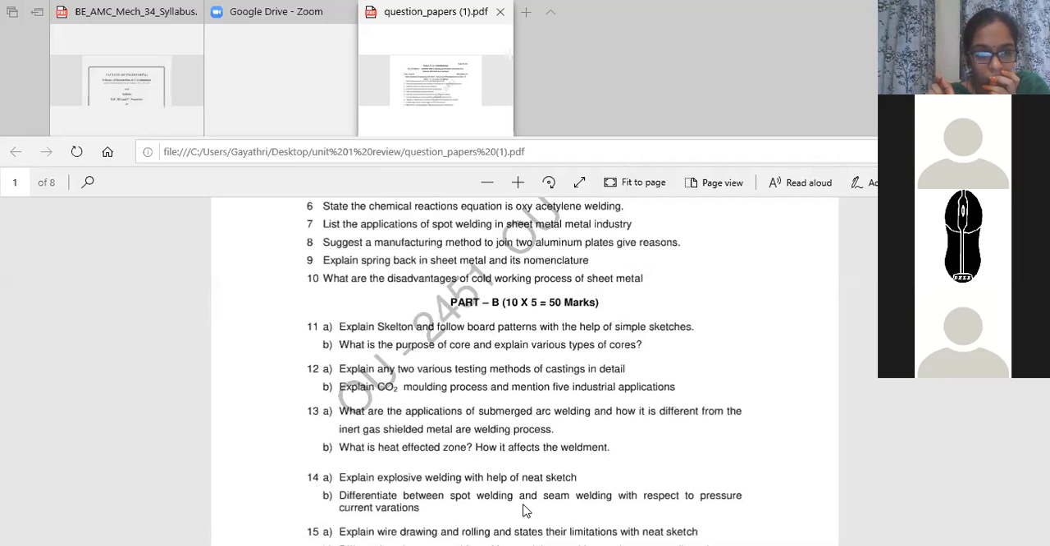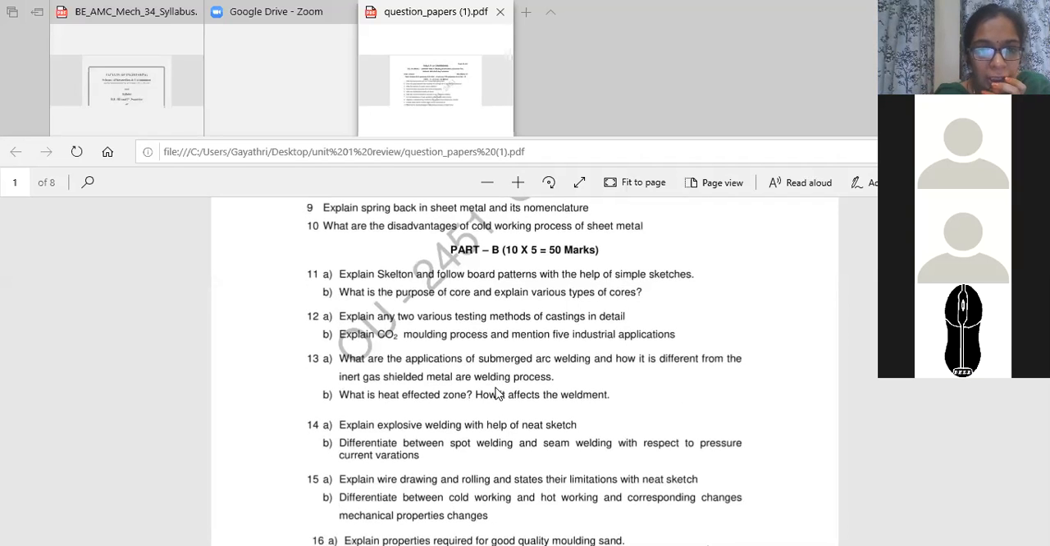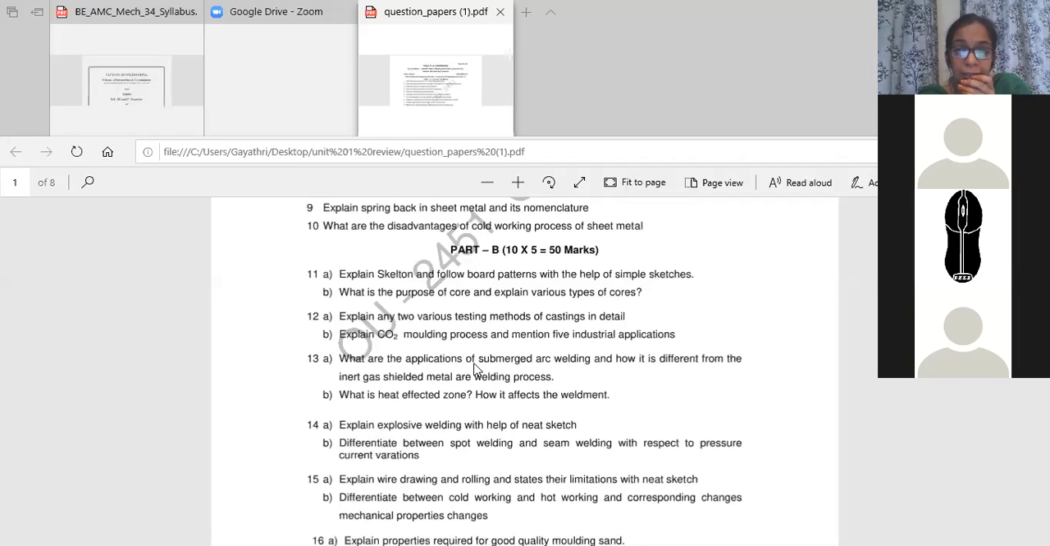Is everyone there? Yes, ma'am. The 12th question: Explain any two testing methods. Can you answer this? The one test is the permeability test, and modulus. No, the modulus method is for the riser, to design the riser.